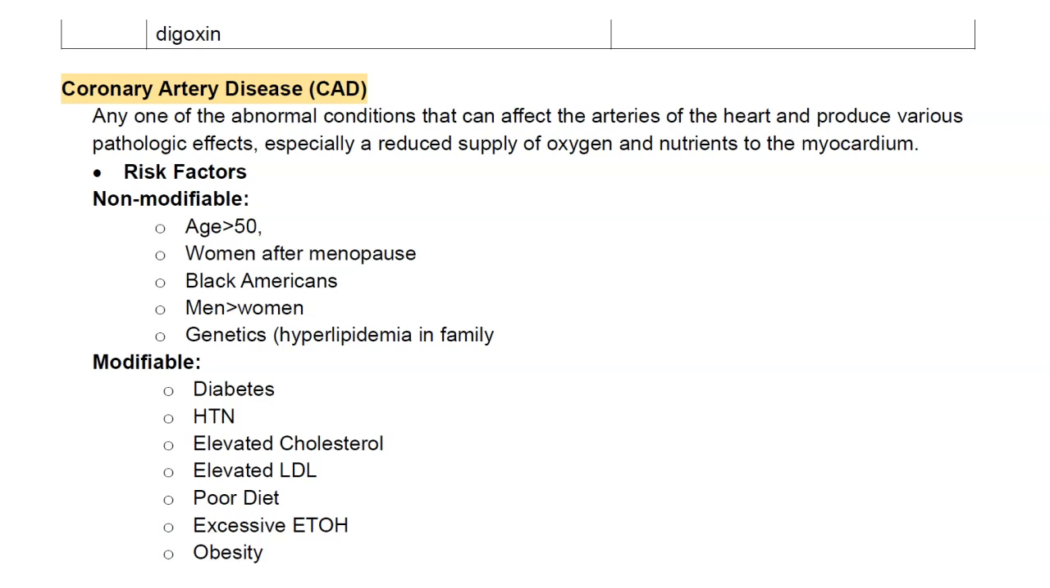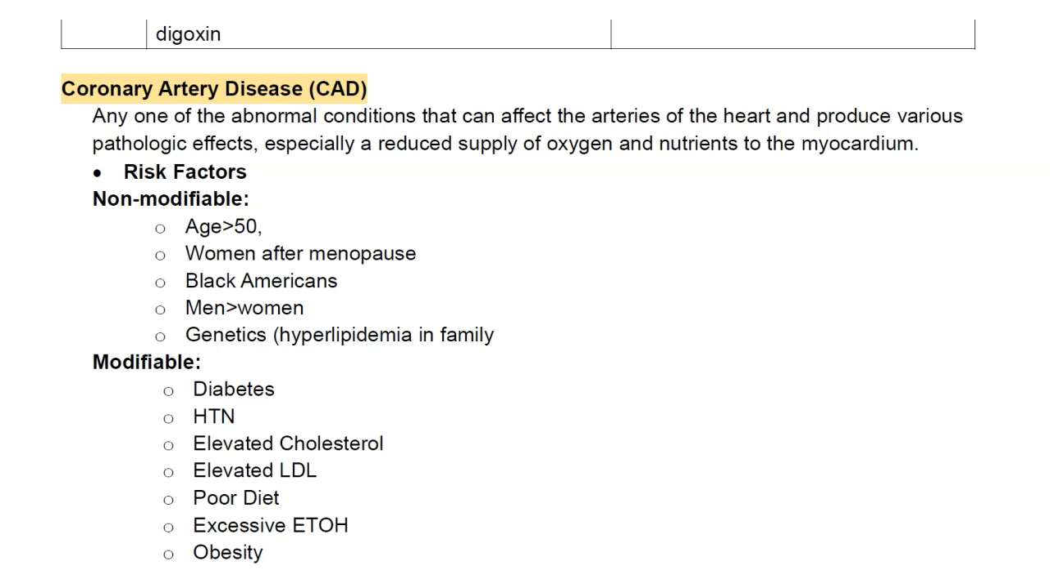Let's turn your page to page 12 of your outline, and we're going to be talking about some of the pathophysiology, signs and symptoms of certain disease processes that we're going to be going over. First is coronary artery disease, or CAD. CAD is any one of the abnormal conditions that can affect the arteries of the heart and produce various pathologic effects, especially a reduced supply of oxygen and nutrients to the myocardium. Again, in simple words, this is a group of diseases that can affect the perfusion or blood flow in the heart.